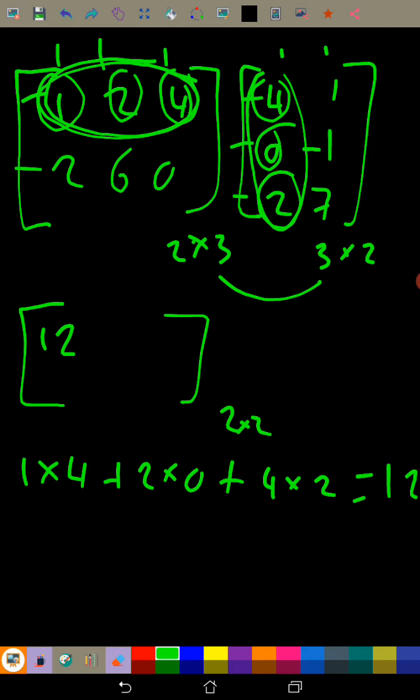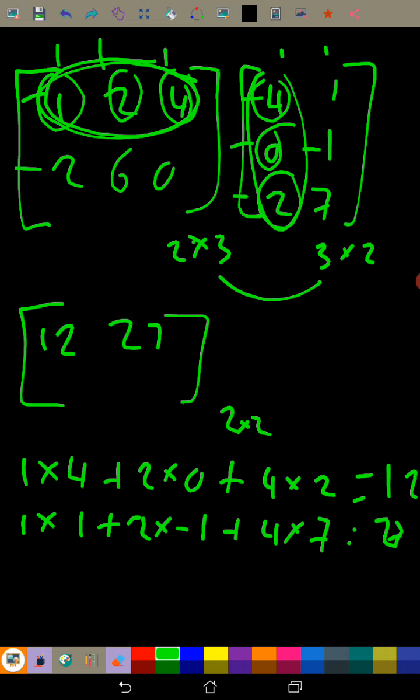Now we do the same. First row, multiply by second column. 1 times 1 plus 2 times minus 1 plus 4 times 7. What do we get? 1 plus minus 2, minus 1, plus 28. Minus 1 plus 28, 27. Okay, so this is done.